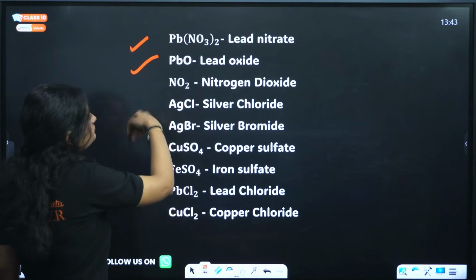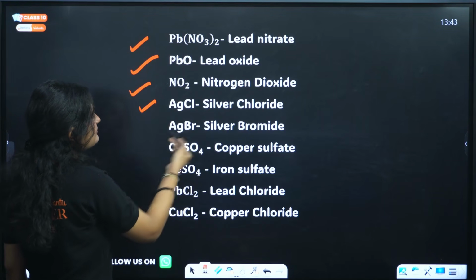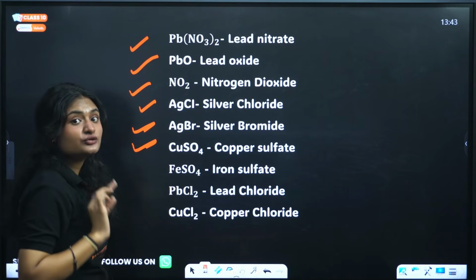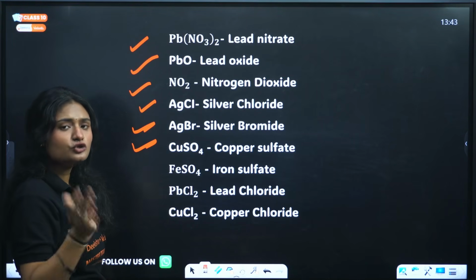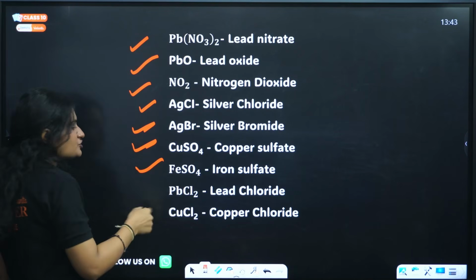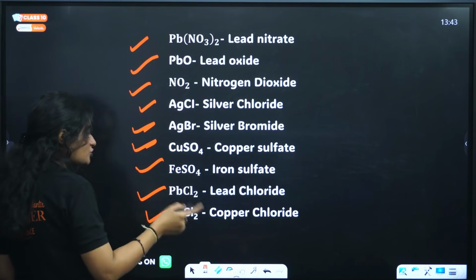Lead oxide, PbO, nitrogen dioxide, NO2, silver chloride, AgCl, silver bromide, AgBr, copper sulfate, CuSO4. SO4 has a valency of 2 and copper also has a valency of 2. Next, iron sulfate, FeSO4, lead chloride, PbCl2, copper chloride, CuCl2.